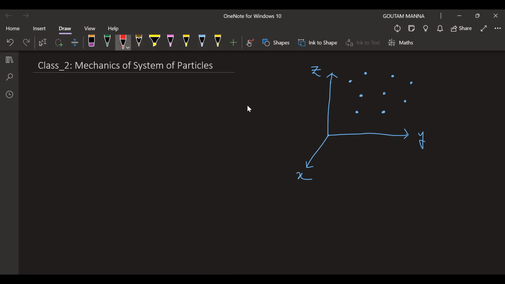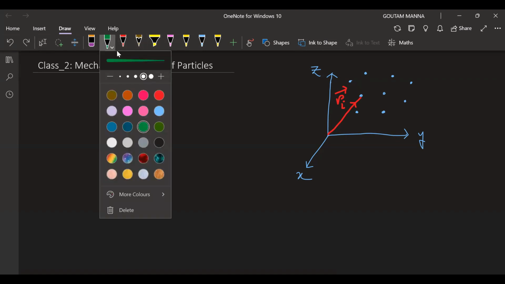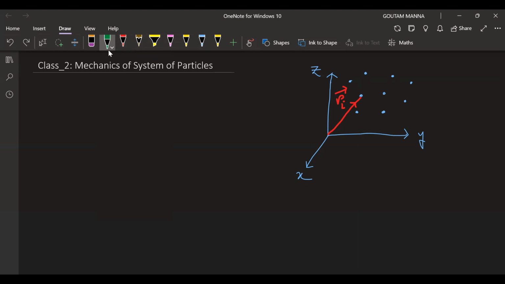So the position of each particle, let's say this is the ith particle. The position of this ith particle is defined by Ri, and its mass is denoted by Mi. Okay, so Mi is the mass of the ith particle, and the position of the ith particle is the Ri vector.